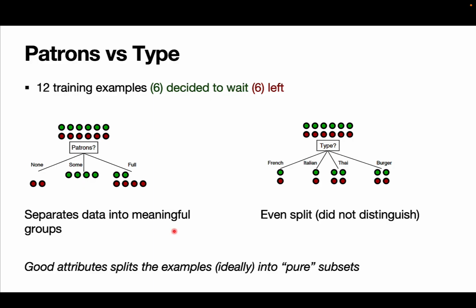On the other hand, the type of restaurant attribute, which has the values of French, Italian, Thai, or burger, doesn't seem to be splitting the examples into meaningful groups. It seems that for each type of restaurant, customers stayed half of the time and left half of the time. That's why we're looking for those attributes that separate the data into meaningful groups.